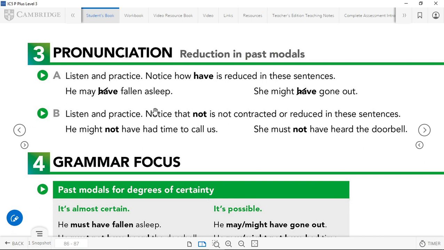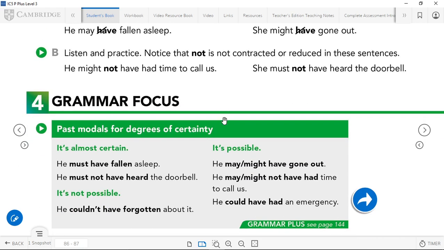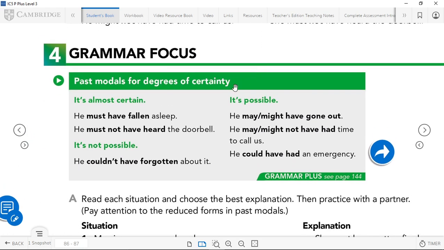And in the second part, we see that not is not contracted or reduced in the sentences. So we don't say mightn't or mustn't. We say he might not have had time to call us. She must not have heard the doorbell. Okay, very good. Now let's go straight into the grammar focus for today.